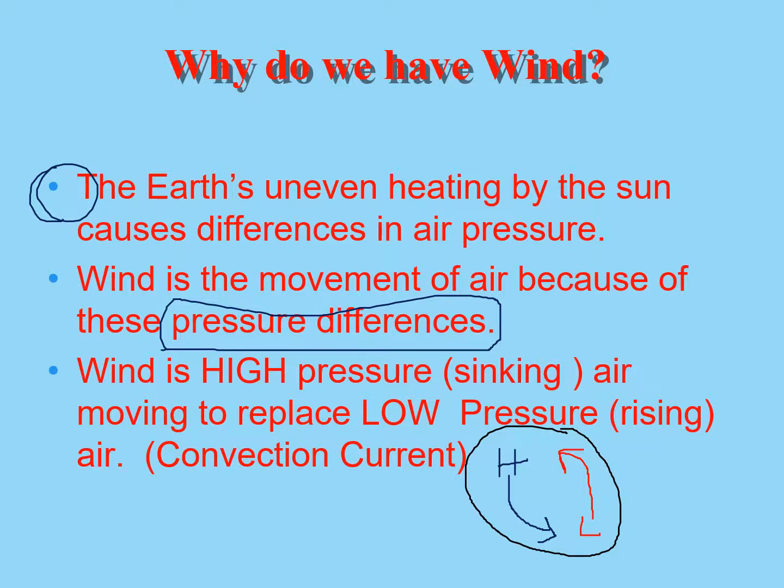If you can't remember but two things from this slide, make sure it is that, again, wind is because the earth is unevenly heated, causing pressure differences. And those pressure differences is why we have wind.